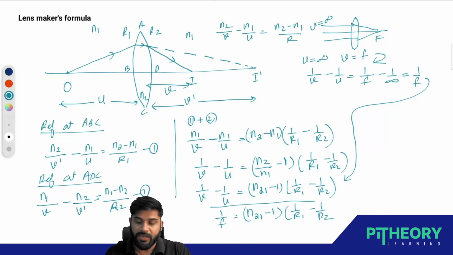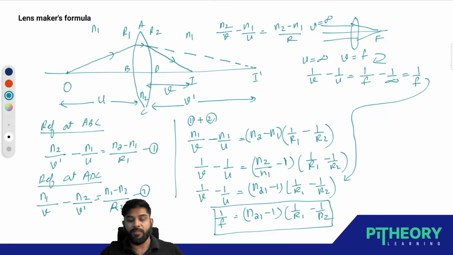1 by f is equal to N21 minus 1 into 1 by R1 minus 1 by R2. This is the relation that is required here, which is what we call the lens maker's formula: 1 by f is equal to N21 minus 1 into 1 by R1 minus 1 by R2, where R1 and R2 are the radii of curvature of both the surfaces. N21 is N2 by N1, which is the refractive index of the second medium with respect to the first medium.